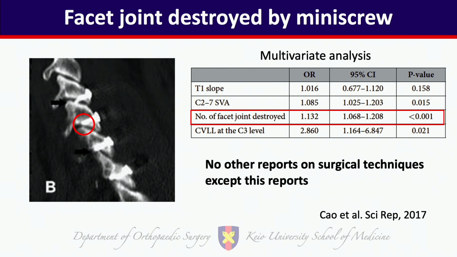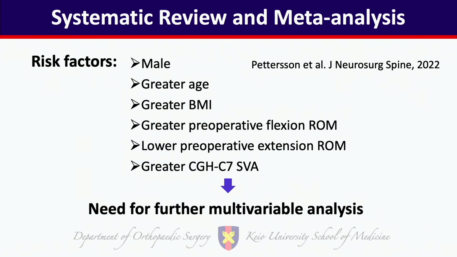A recent study has also reported a risk factor associated with surgical techniques. This study showed the association between the destroyed facet joint by mini-screw and the post-operative cervical kyphosis. A systematic review and meta-analysis showed 6 risk factors, which were male, age, BMI, greater flexion ROM, lower extension ROM, and greater CGH C7 SVA. I believe that it is important to conduct further multivariable analysis that includes these risk factors.